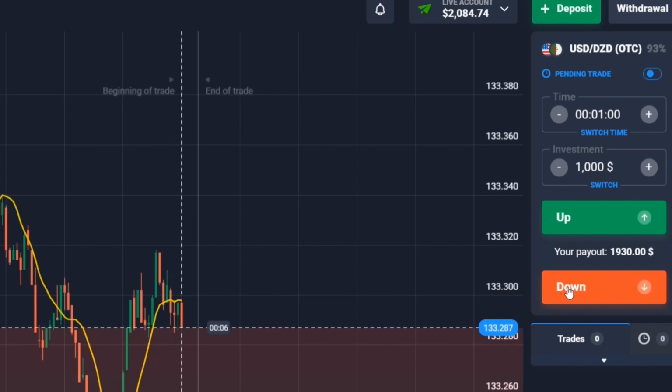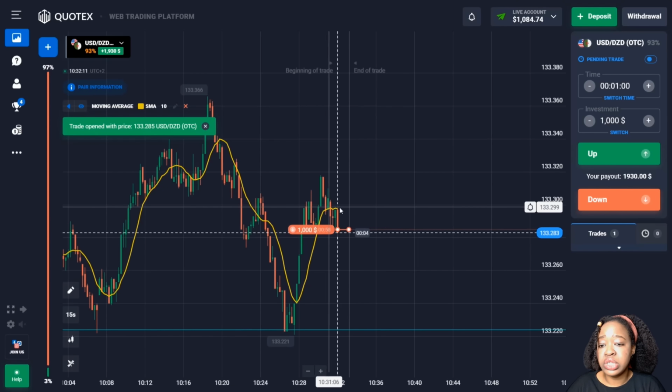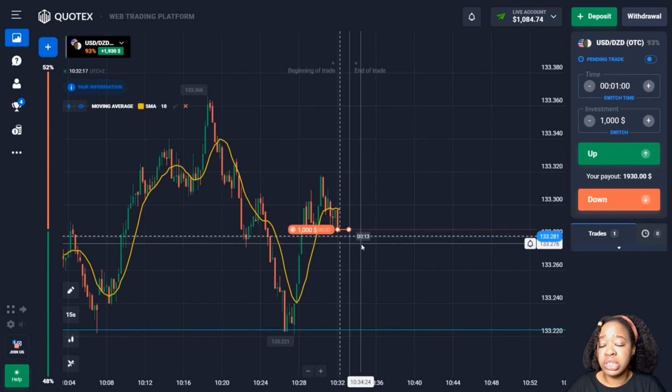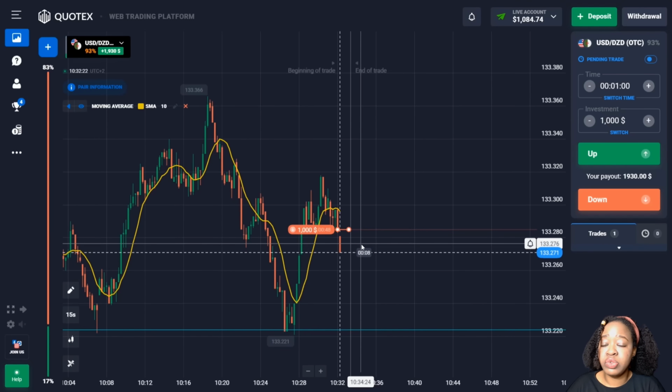Here I'm going to open a down trade for 1 minute because I think that very soon the price will continue moving down, and on this downward movement I'll try and make very good profit. I'm hoping that 1 minute will be enough time here. So let me wait for the results.